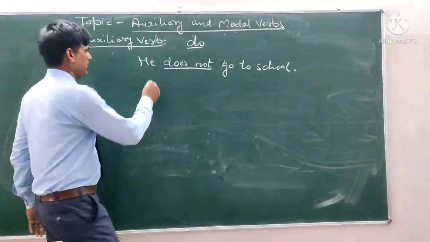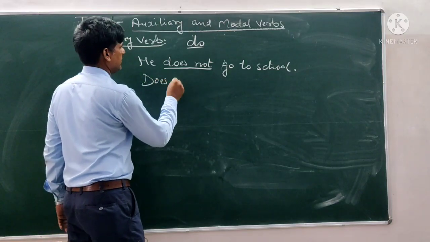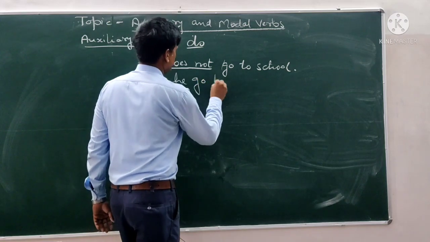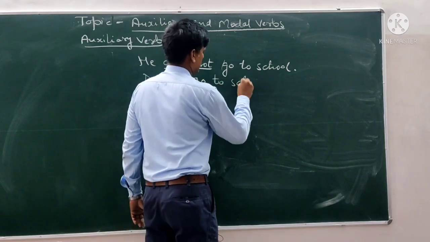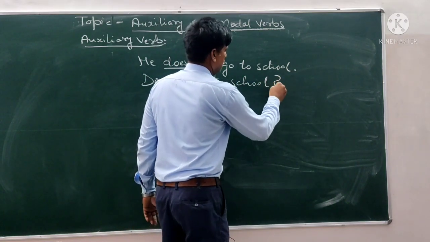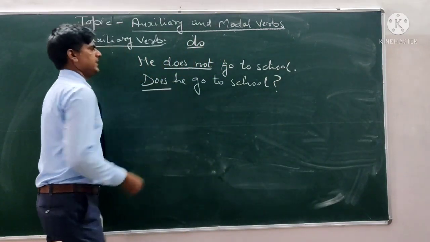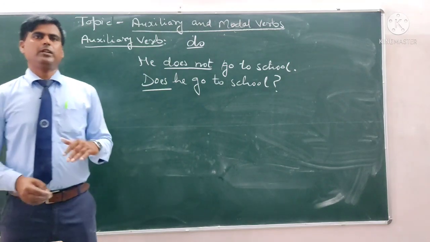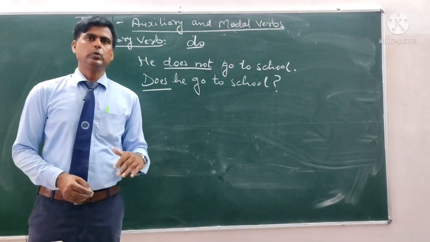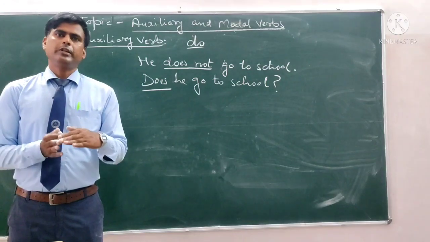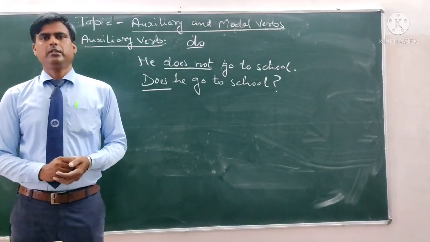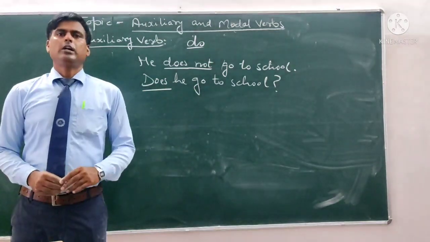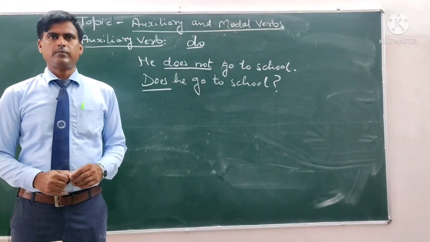We can say, does he go to school? Does he go to school? This is an interrogative sentence. So we use auxiliary verb do in negative and interrogative sentences only. We don't use these auxiliary verbs in affirmative sentences.